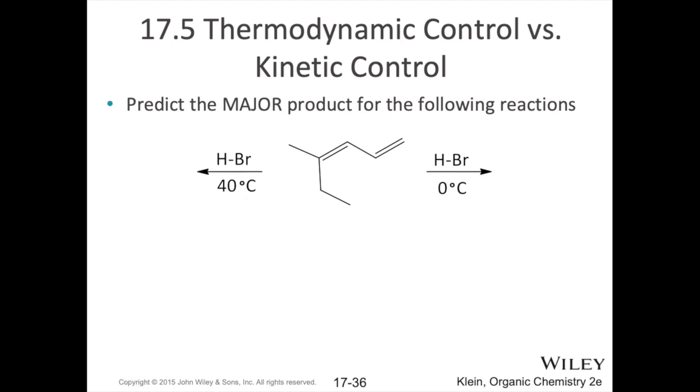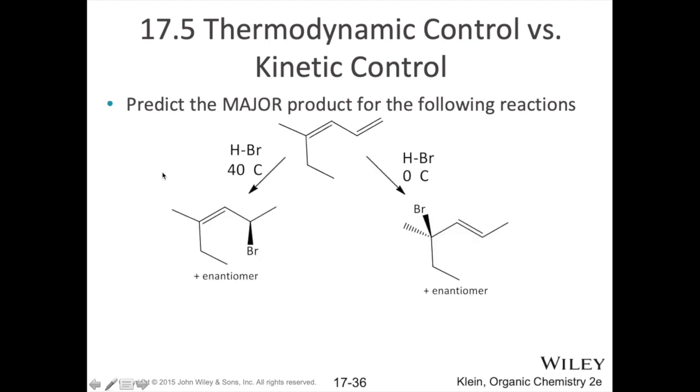Now, you might be tempted to just automatically say, oh yeah, our 1,2 adduct is going to go here, our 1,4 adduct is going to go over here, right? No problem. But that actually isn't the case. The 1,2 adduct winds up being the thermodynamic product at a higher temperature, and the 1,4 adduct winds up being the kinetic product at a lower temperature.